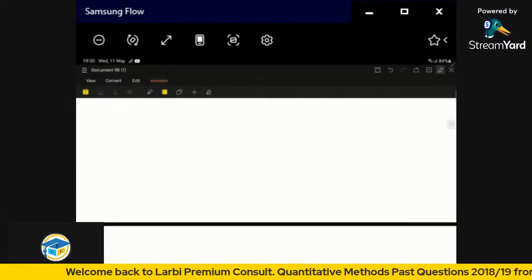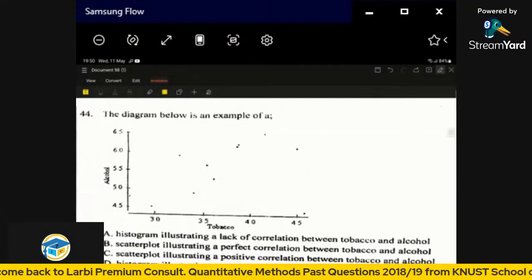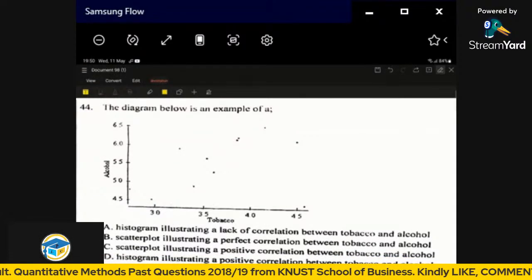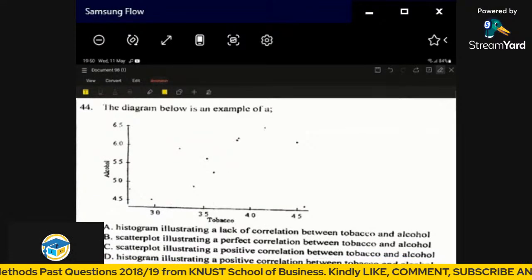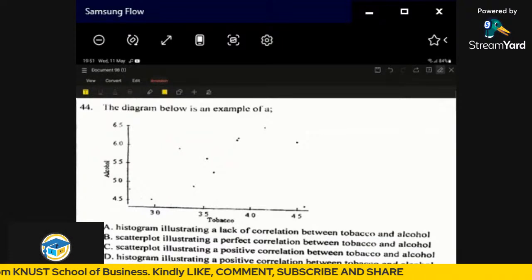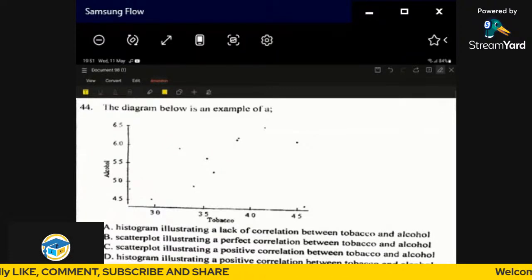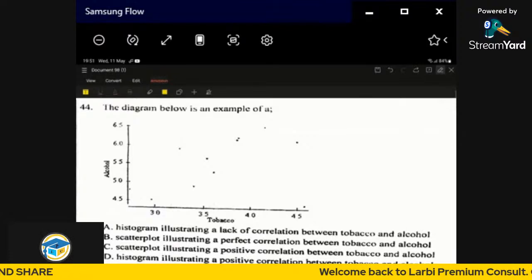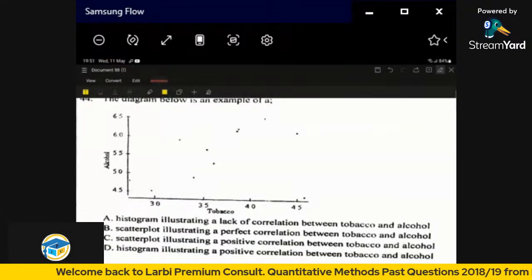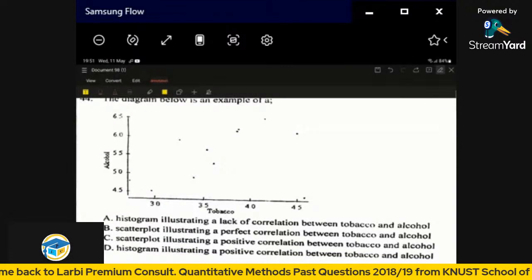Now let's move on to question number 44. The diagram is an example of what? A, a histogram illustrating a lack of correlation between tobacco and alcohol. B, a scatter plot illustrating a perfect correlation between tobacco and alcohol. C, a scatter plot illustrating a positive correlation between tobacco and alcohol. And D, a histogram illustrating a positive correlation between tobacco and alcohol.